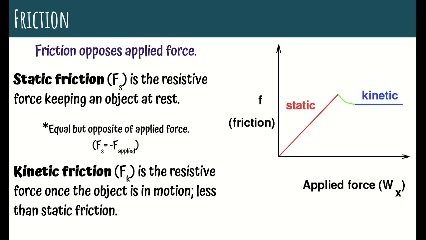The two frictions, we're going to have to differentiate between them. F of S is going to be a resistive force that keeps the object at rest. We know that it's going to be equal but opposite to your applied force. And then kinetic friction will be F of K, and that's going to be your resistive force once the object is in motion. It's always going to be less than static friction. If you look at this graph on the right here, we have friction and applied force. You can see that this is very similar, or should be very similar, to the results you guys got in your lab last class.